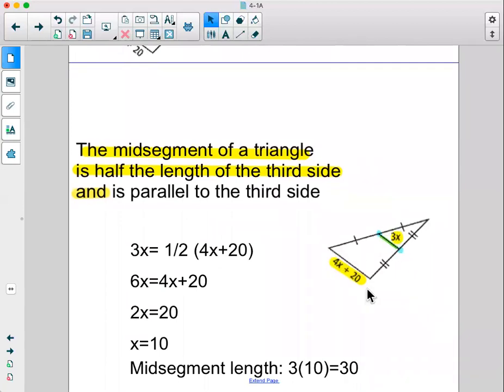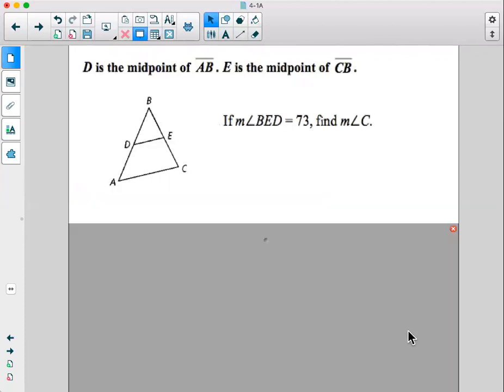3x is going to be half of 4x plus 20. Multiply both sides by 2. Get all your x's on the left and use inverse operations to solve. Once we have x, we can plug it in, knowing that we want to find a midsegment length. It's 3x. 3 times 10 is 30.